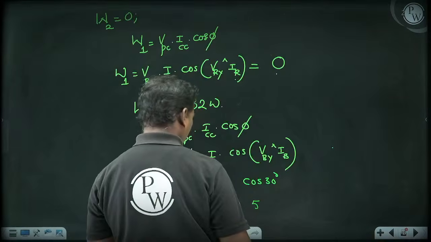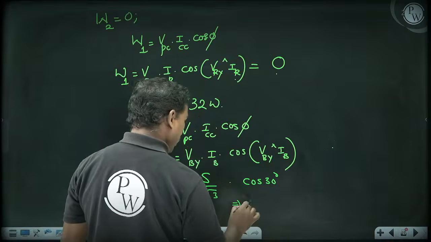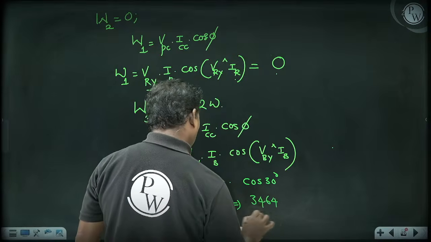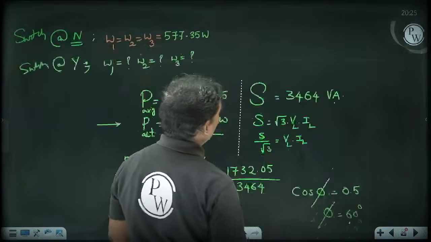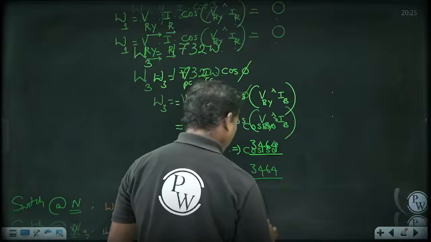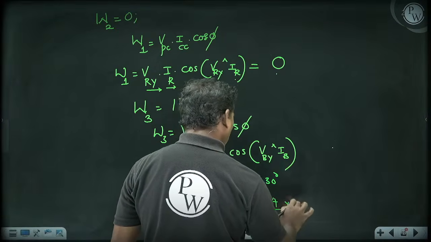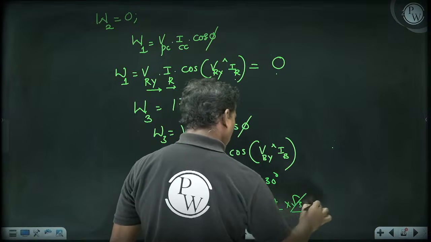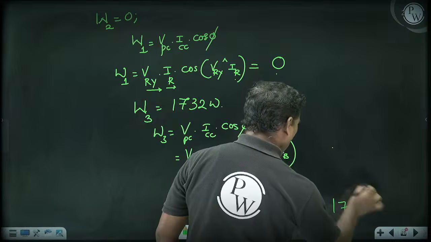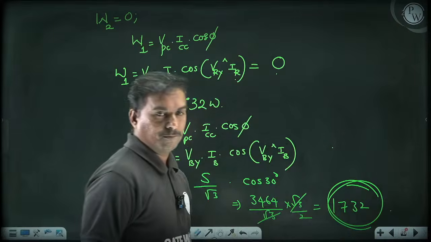3,464. So 3,464 divided by √3, cos 30 is √3 by 2. So the answer is 1732 R. That's it. Enjoyed it?